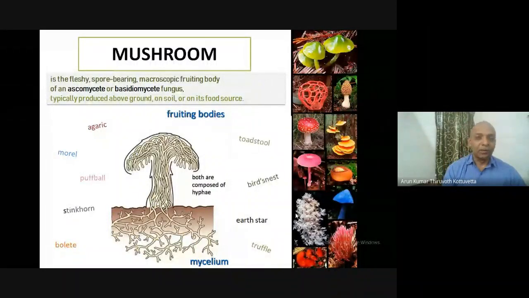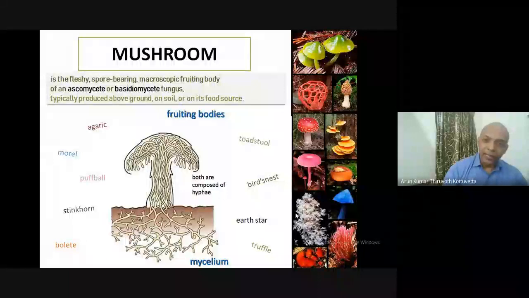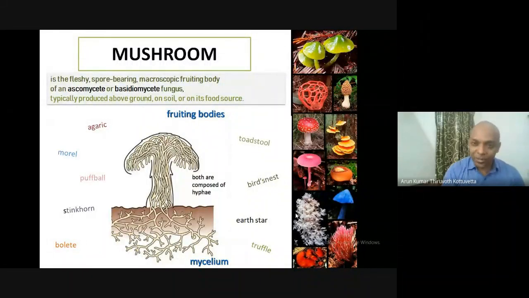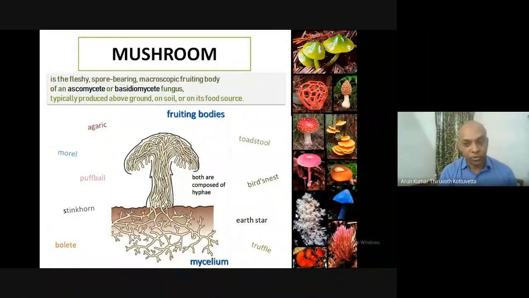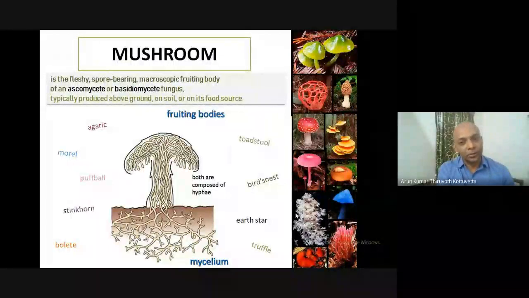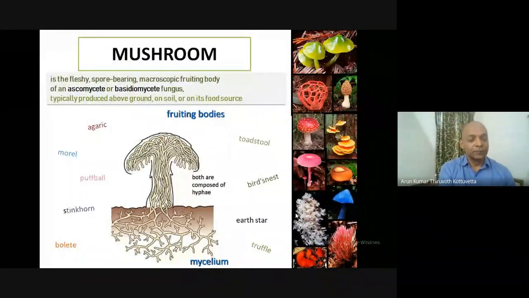We are mostly concentrating on the macromycetes of Kerala. Macromycetes is a general term, we call them mushrooms. A general definition for mushrooms is that they are the fleshy, spore-bearing, macroscopic fruiting bodies of either ascomycetes or basidiomycetes. Typically, mushrooms are mostly basidiomycetes, but there are also many ascomycetes which produce macroscopic fruiting structures, like morchellas, the tubers, the truffles. In a loose sense, they're all mushrooms. So both basidiomycota and ascomycota members do produce macroscopic fruit bodies, which we tend to call mushrooms. They are typically produced overground, on their nutrient source or on the substratum.